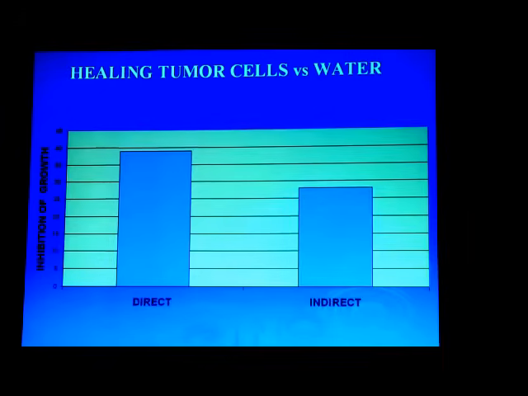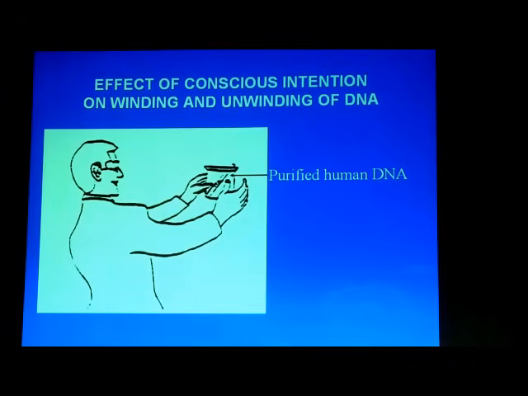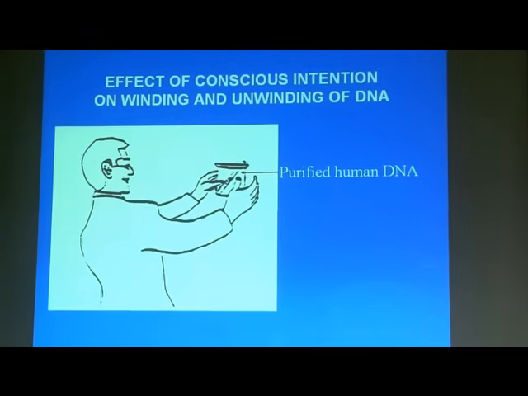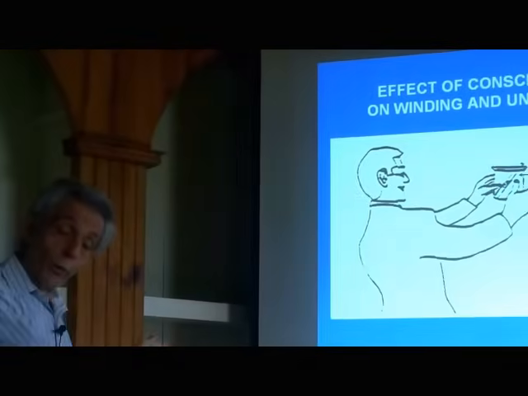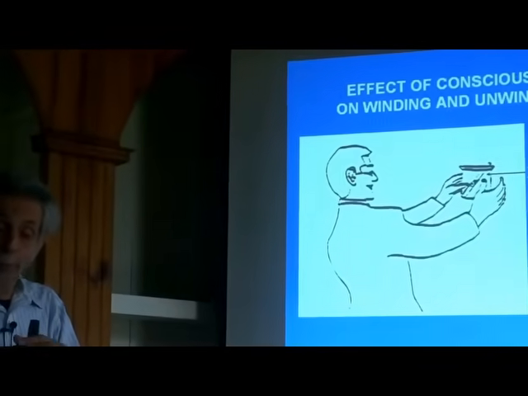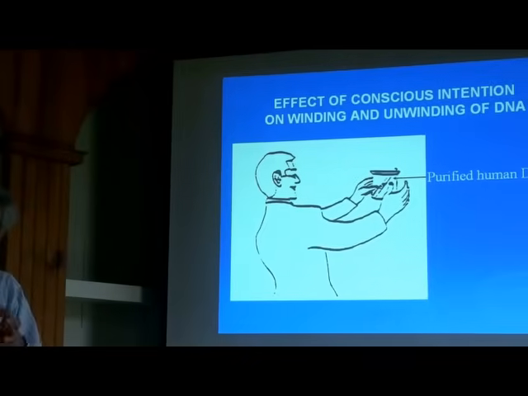It was a 40% inhibition versus 28% inhibition, just with intent, indirectly via the water. Okay, so that was a fun experiment. The intent, in that case, was to slow down the growth of the cells, which was what happened. Okay, now we're moving to another whole series of experiments with purified human DNA. That is a healer.